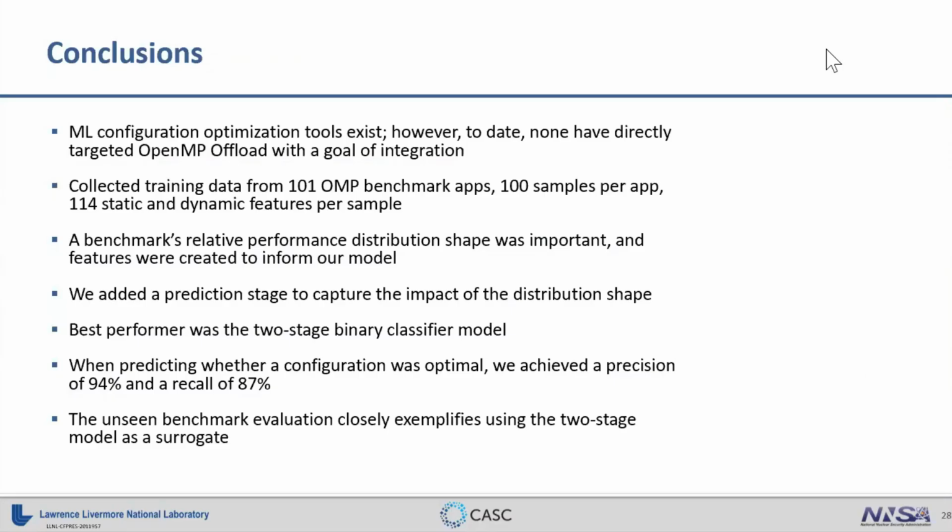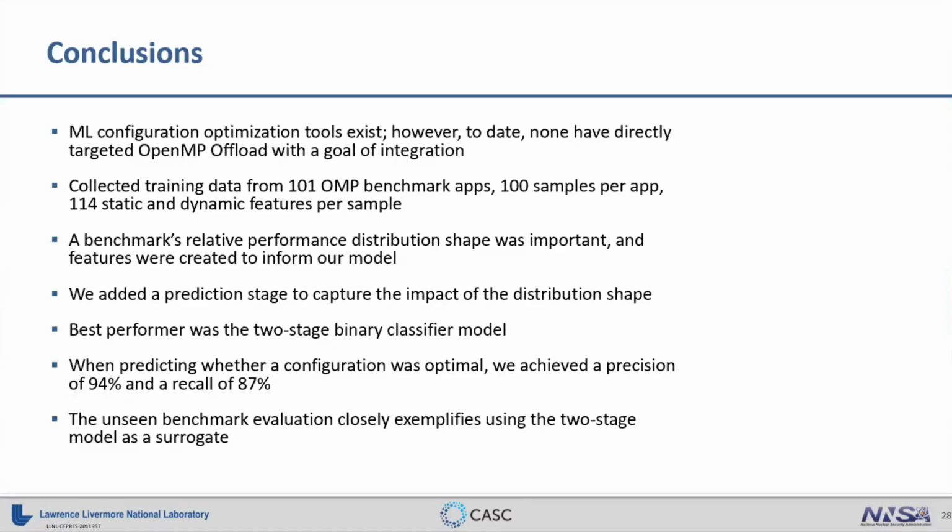Essentially, there do exist machine learning tools for optimal configuration prediction, but none to date have targeted OpenMP. In our experimentation, we collected 10,100 test instances for training using 101 OMP benchmark apps and collecting 114 static and dynamic features. We discovered that relative performance of a benchmark was very important, so we created features to capture it and added an additional prediction stage in our modeling.